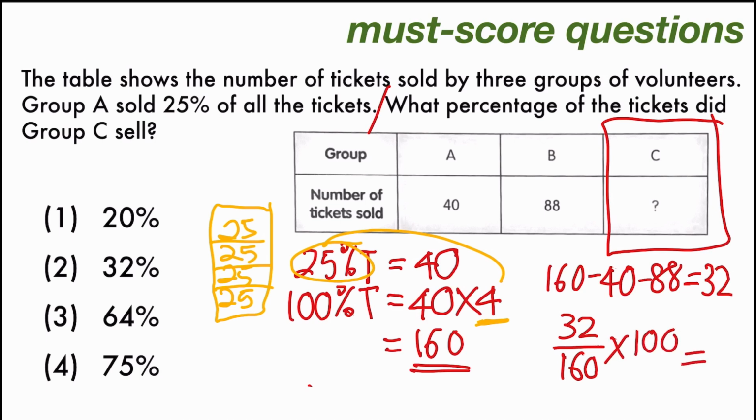And let's do the simplification. First, I can cancel the hundreds by simplifying, divide by 10, and then now 32 and 16, I can cancel, because I know in 32 there are 2 sets of 16. So 2 on top and 1 at the bottom. So 2 out of 1 is 2. 2 times 10, my answer will be 20. So my final answer, 20%.